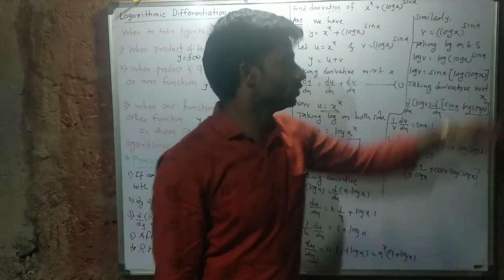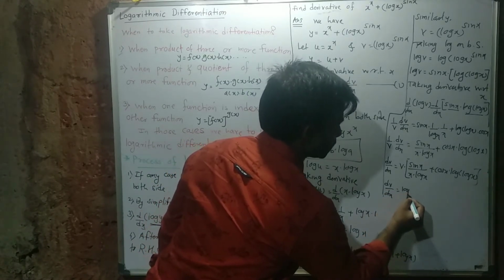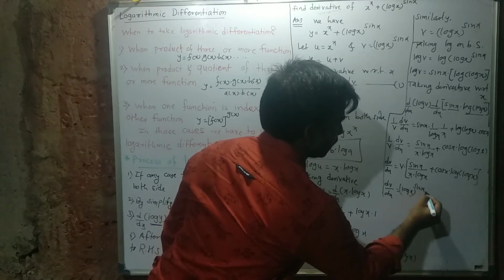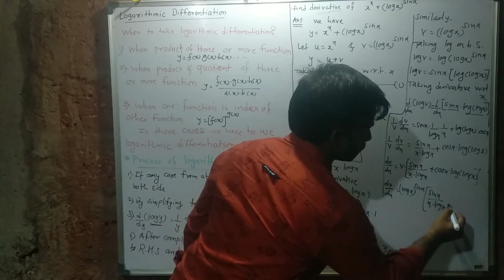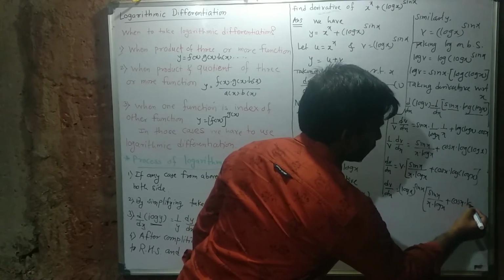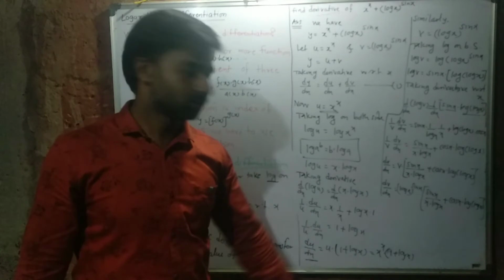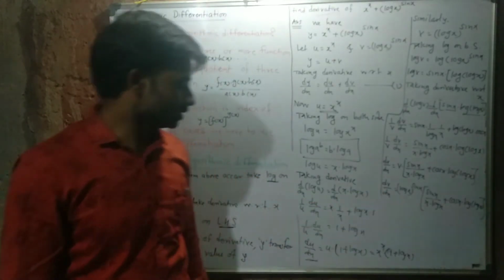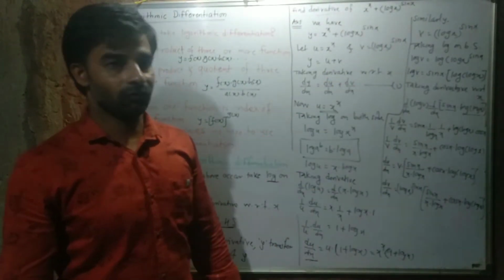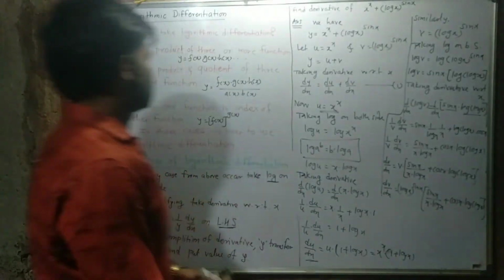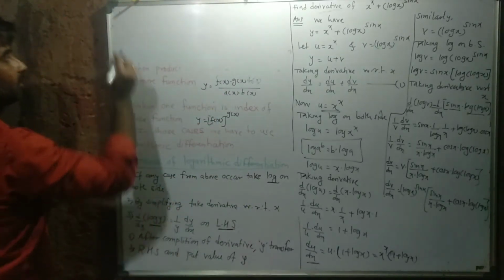having the value log x raised to sin x, therefore dv by dx is equal to log x raised to sin x, and inside the bracket sin x divided by x into log x plus cos x into log of log x. That means you will get du by dx and dv by dx. Putting those values of du by dx and dv by dx inside equation 1, you will get the final answer, and this is nothing but the derivative of your function.